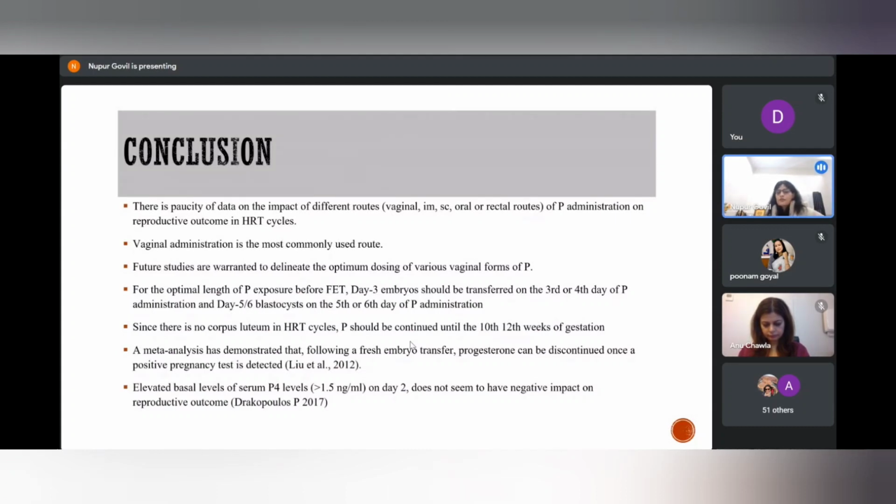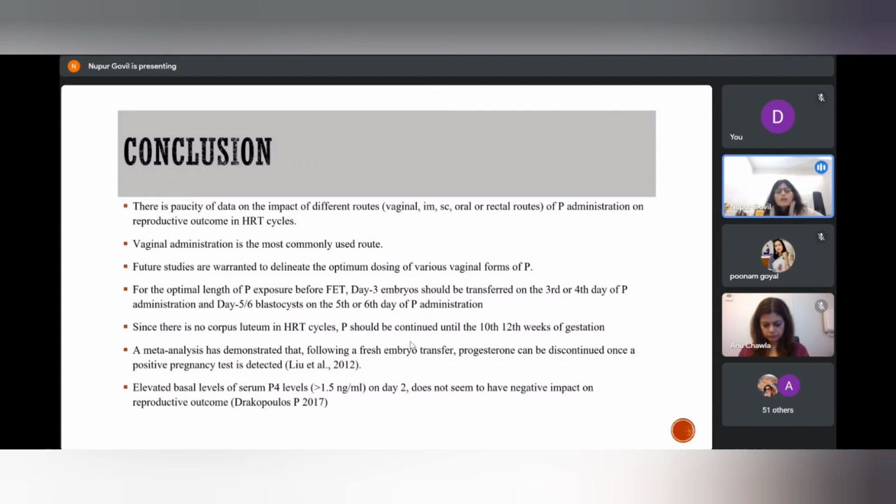A day 3 embryo should be transferred on the 3rd or 4th day of progesterone, and a blastocyst can be transferred on the 5th or 6th day of progesterone. Progesterone should be continued till 10 to 12 weeks of gestation in HRT cycles. A meta-analysis demonstrated that following a fresh embryo, progesterone can be discontinued once a positive pregnancy test is detected.